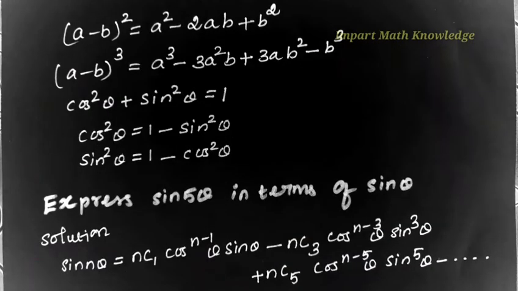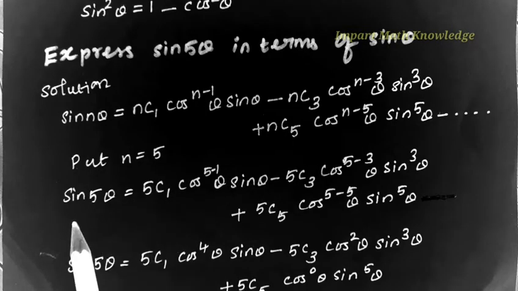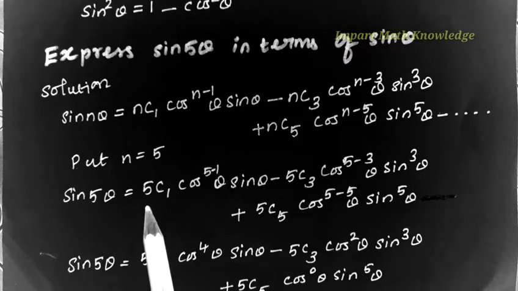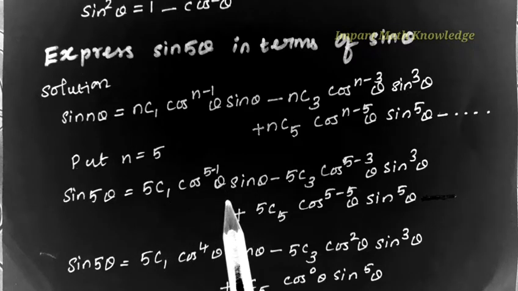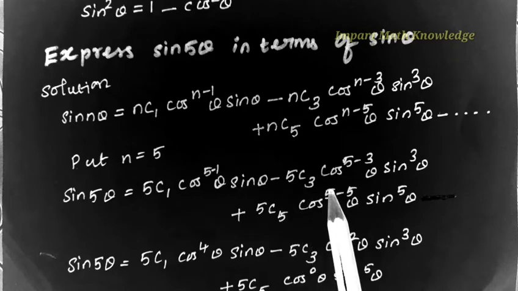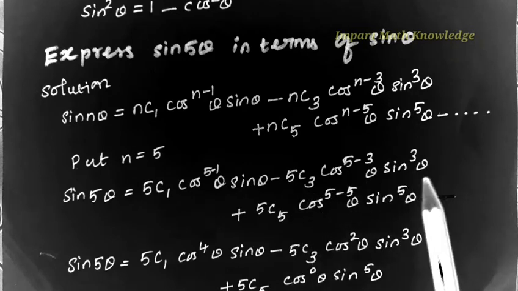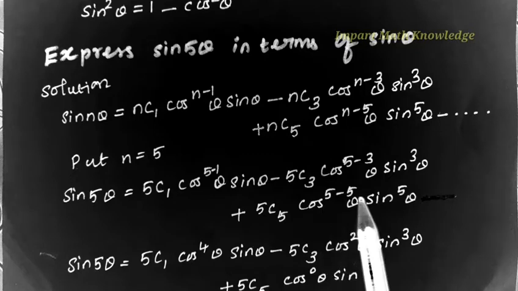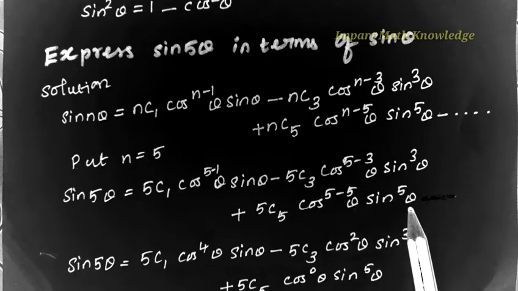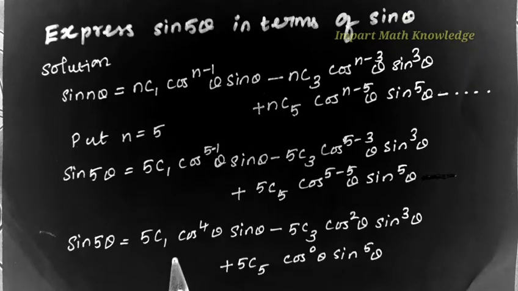For expanding sin 5θ, we use the formula for sin nθ. Put n equal to 5. We get sin 5θ is equal to 5C1 cos^(5−1)θ sin θ minus 5C3 cos^(5−3)θ sin³θ plus 5C5 cos^(5−5)θ sin⁵θ. This can be written as 5C1 cos⁴θ sin θ minus 5C3 cos²θ sin³θ plus 5C5 sin⁵θ. Anything power 0 is 1.